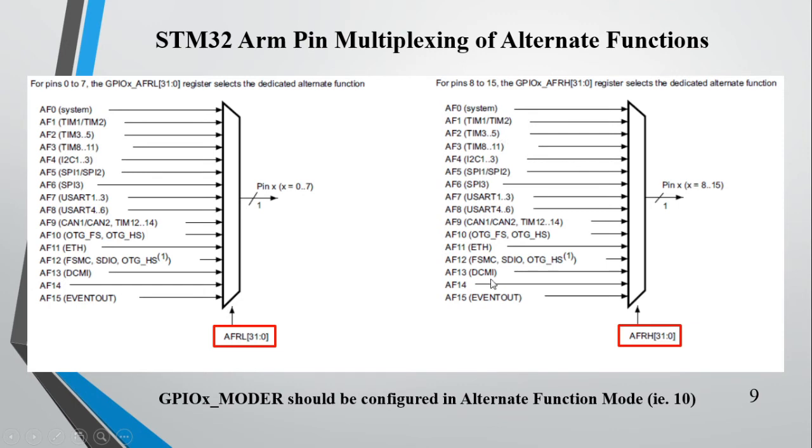So here also a total of 16 alternate functions are there. Based on which pin you need to configure, the corresponding register should be configured. I need to configure PA5, so the alternate function register low should be configured. And before you configure this alternate function register, the mode selection register should be configured in alternate function mode. That is why we are writing 10 to the mode selection register.